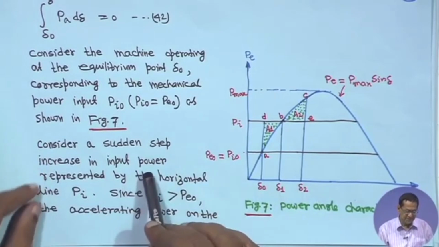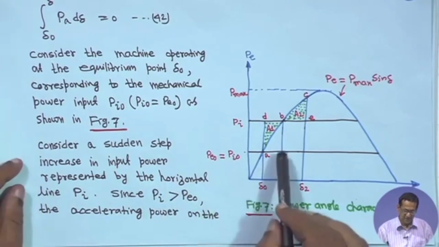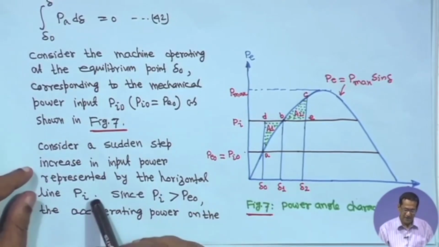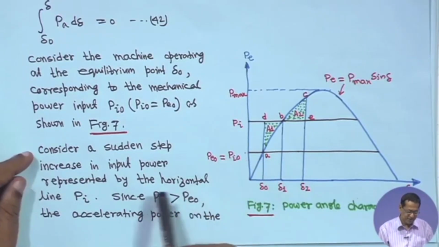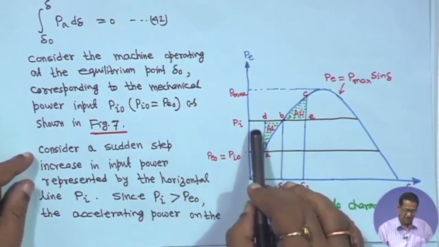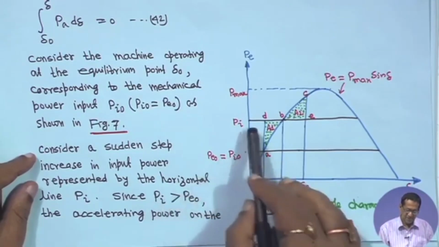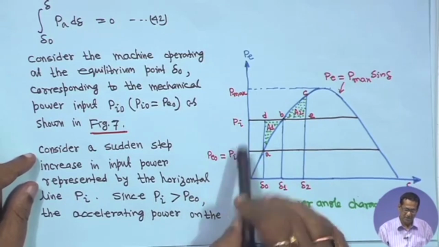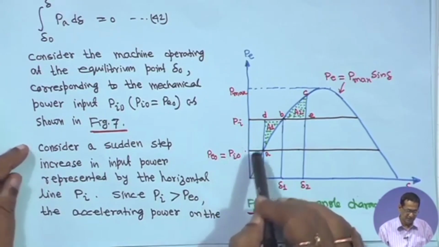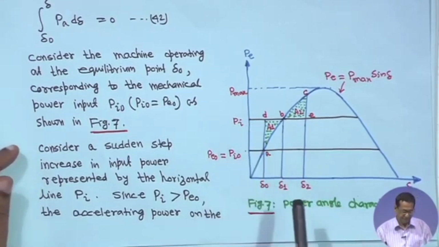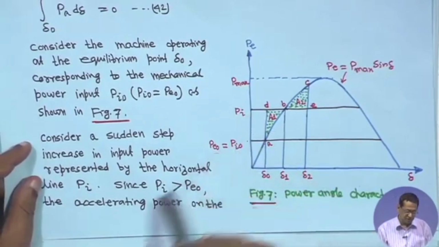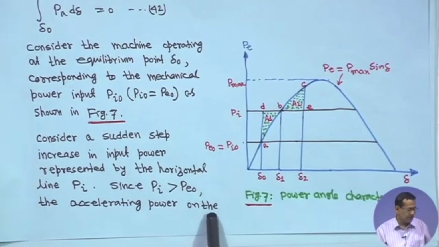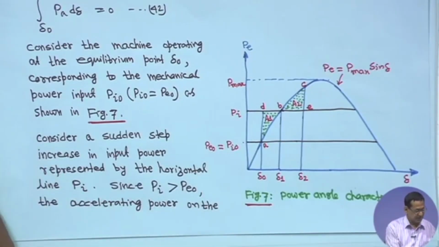Consider a sudden step increase in input power represented by the horizontal line Pi. That means it was operating at a steady state condition, but suddenly the input power increased to Pi. So here Pi is greater than P0, suddenly the input power is increased. In that case, the accelerating power on the rotor is positive, and the power angle δ increases.